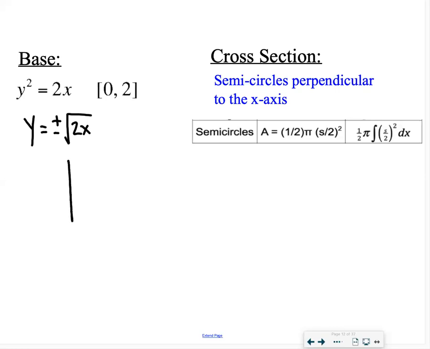Okay, if I were to graph that, it would look like this. And we're going from 0 to 2. So here's 0. I'm just looking right here, it tells us from 0 to 2. So let's say 2 is right here somewhere.